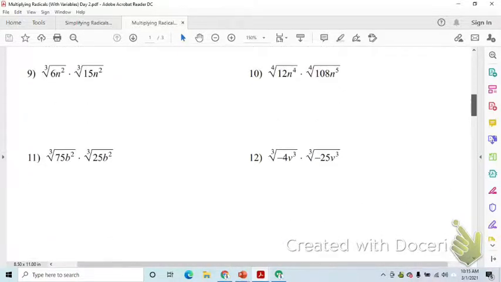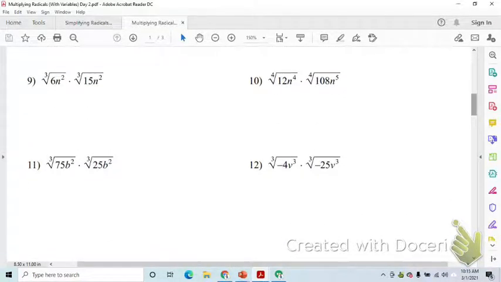Scroll. All right, so we're doing... See here, I'll do number 10. How about number 10? So I'm just going to go a long way with this. Let's break 12 and 108 down real quick.